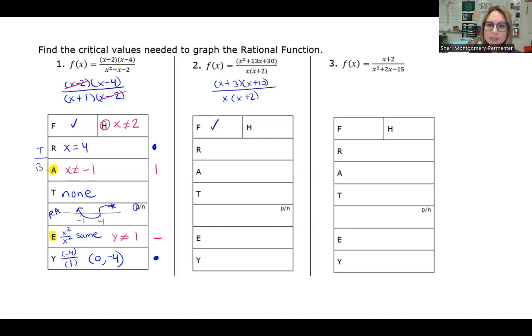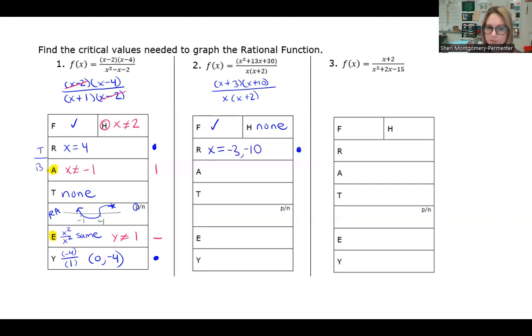Now I am factored. Now I look through, are there any factors that cancel? No, so there are no holes. You would say there are none. The roots are going to come from the top. So what does x equal from the top? -3 and -10. Very good.